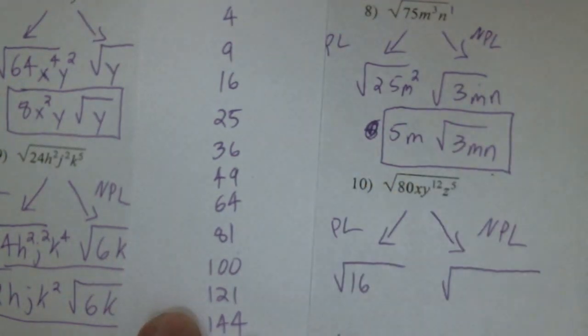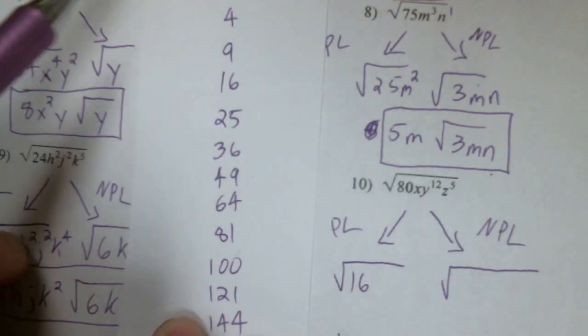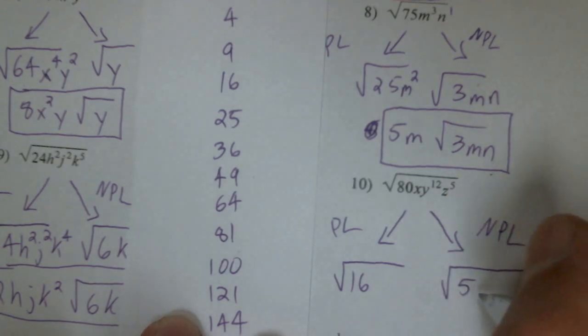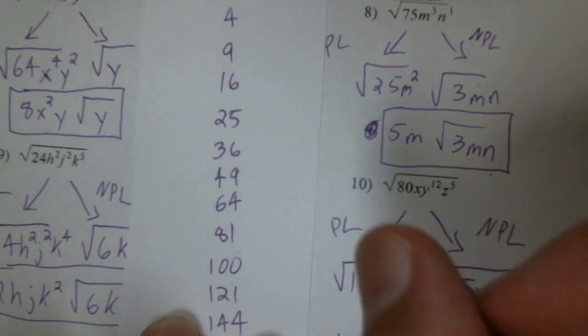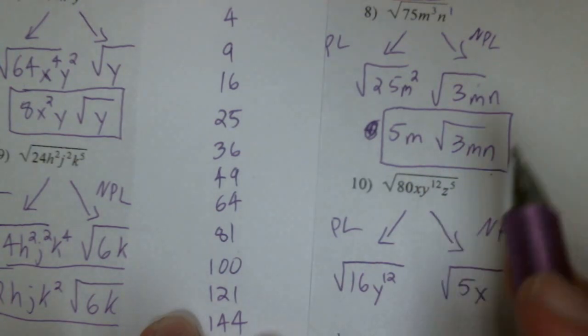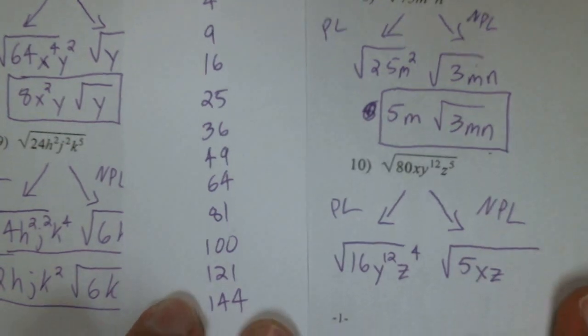So 16 goes in the perfect land. This 5 on the calculator. Okay, that 5 goes in the trash can. X is odd, trash can. Y to the 12th is even, perfect land. Z to the 5th is odd, so I got to drop that down to Z to the 4th, and I put a single Z in the trash can.